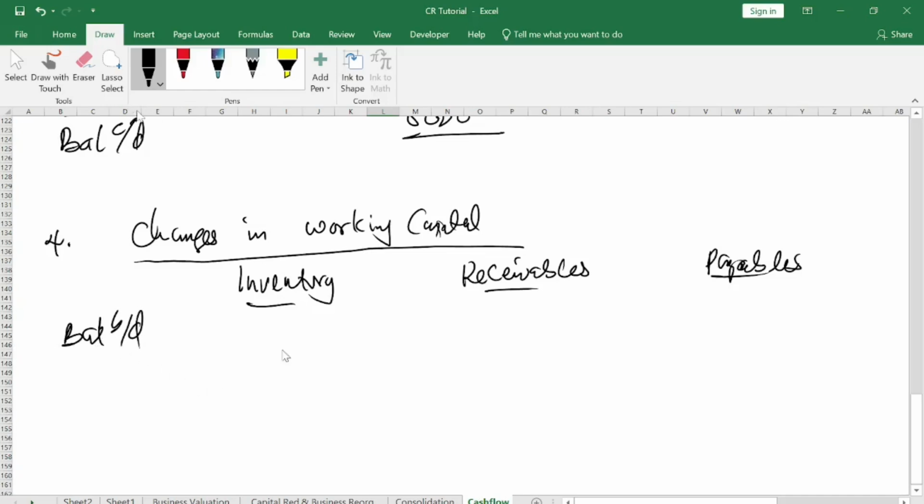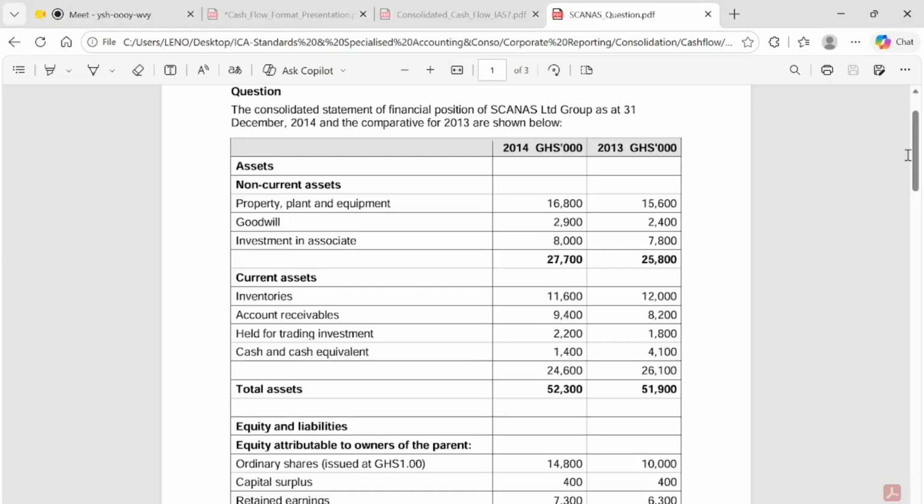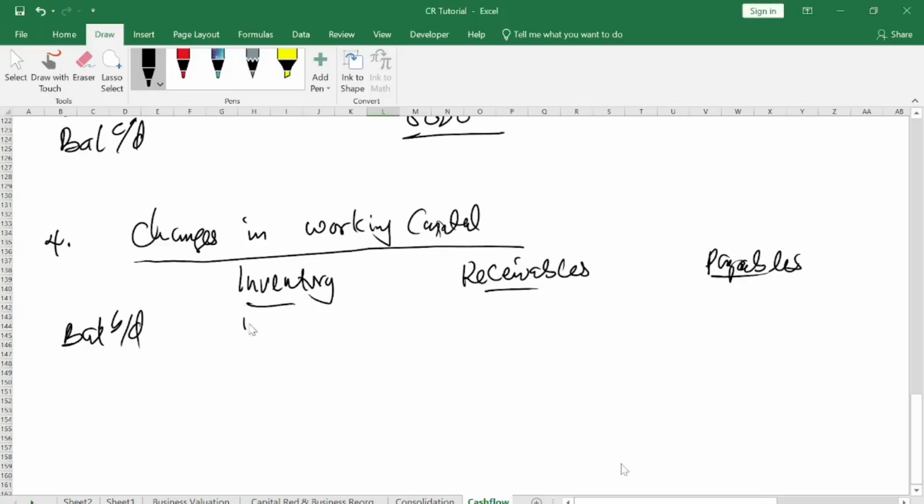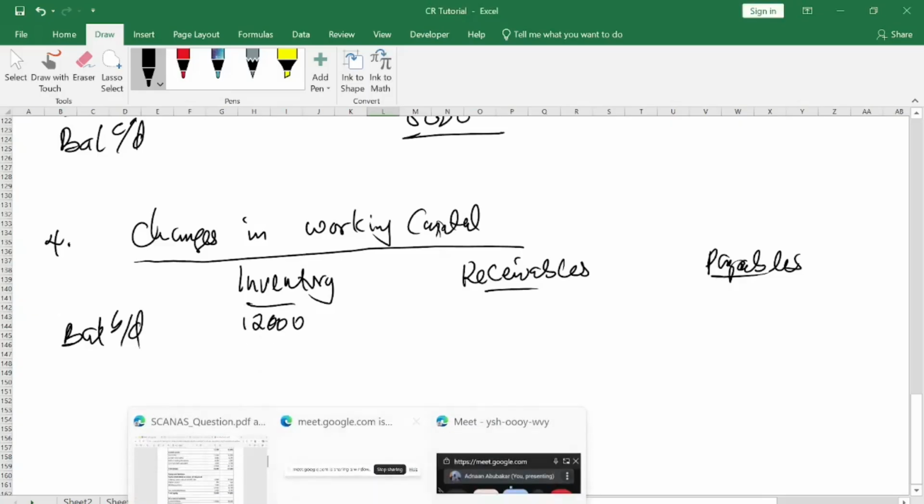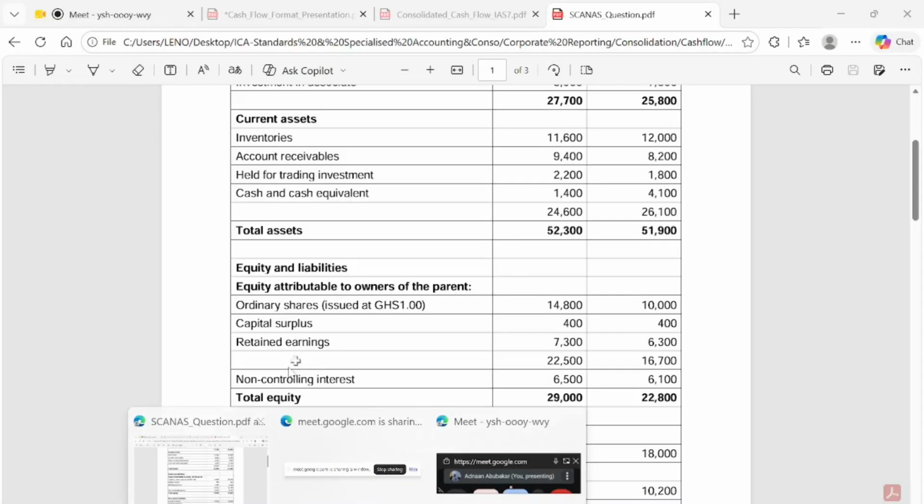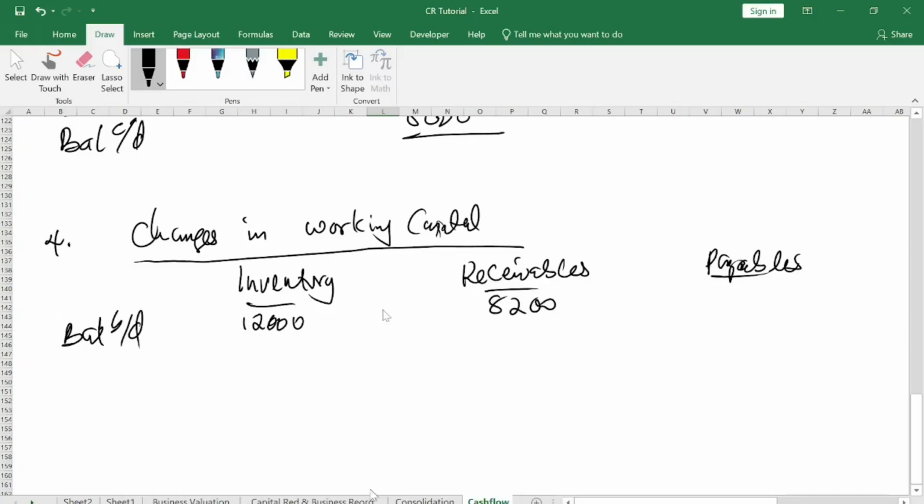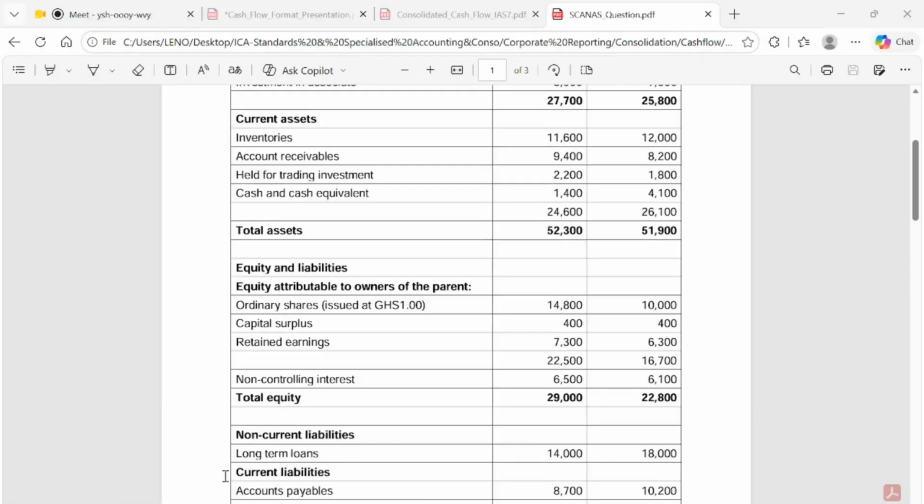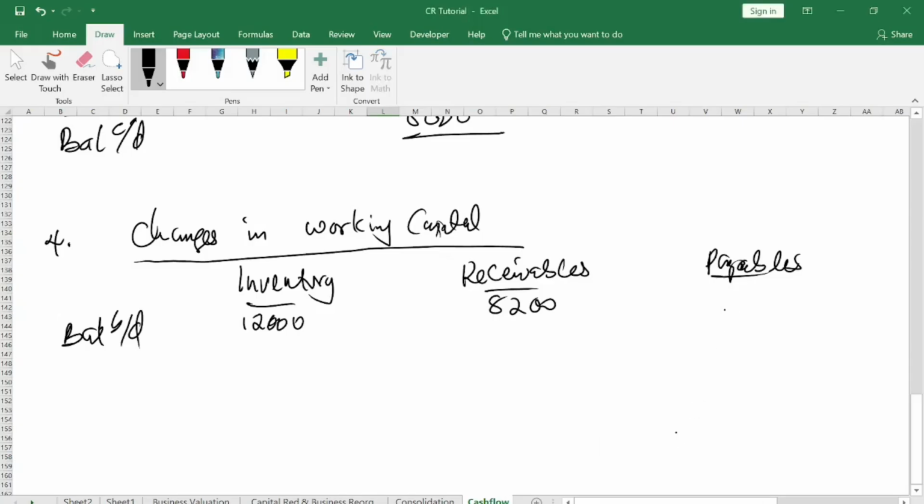Balance brought down. Inventory is how much? Let's go there. Inventory opening is 12,000. Receivables is how much? Receivables is 8,200. Payables is how much? Payable is 10,200. Now let's see if when you acquired the subsidiary, do they have inventory?